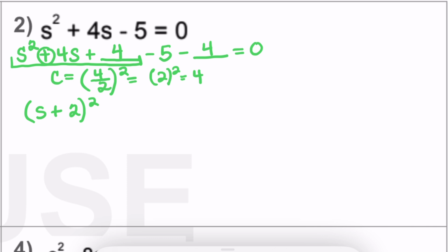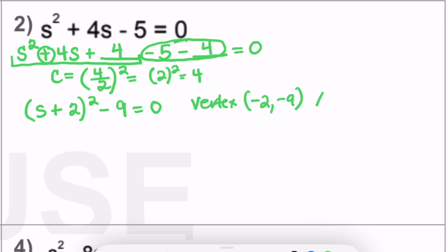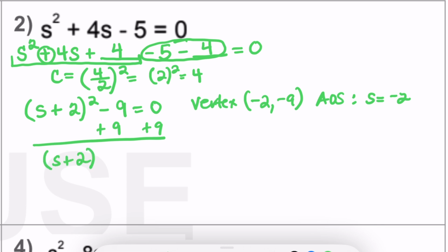You're going to square it, and then you combine these two, which is going to be negative 9, set equal to 0. Again, this is vertex form, so your vertex is negative 2 and negative 9. Your axis of symmetry is s equals negative 2. So now let's solve for the value of s. We're going to add 9 to both sides. We get s plus 2 squared is equal to 9. Take the square root of both sides. s plus 2 is equal to plus or minus 3.